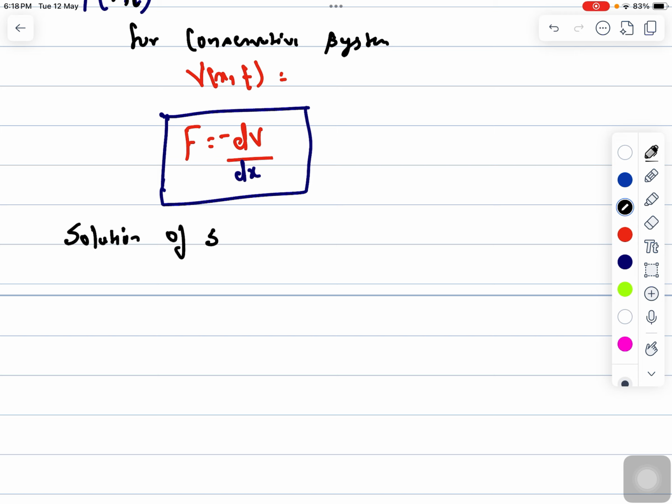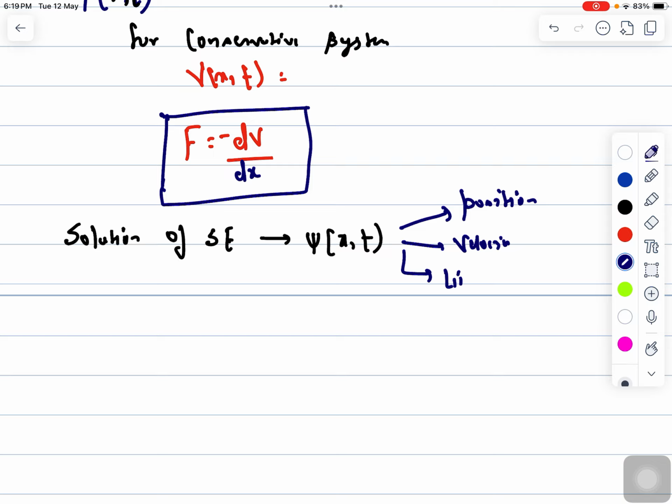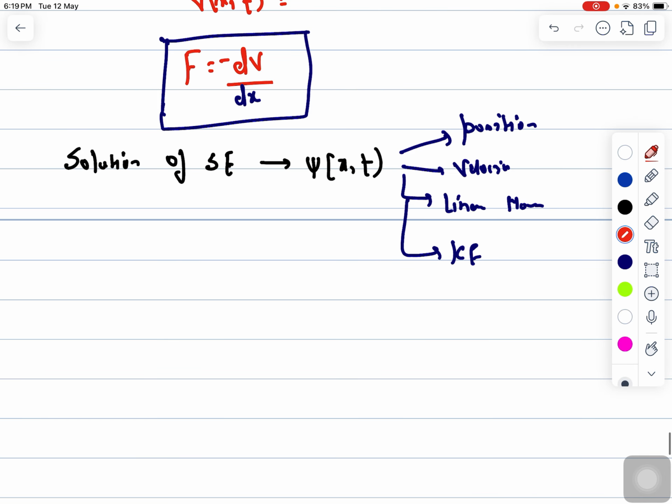The solution of the Schrodinger equation gives you the wave function psi(x,t), and that contains all the information of the particle: position, velocity, linear momentum, kinetic energy, and so on, all the observables, that is, the measurable quantities. But the problem with this wave function is that it is just a mathematical function, right?